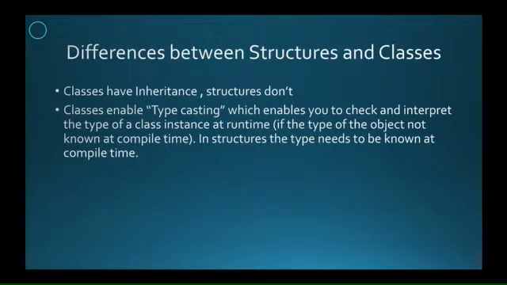Another difference between structures and classes is that classes enable something called typecasting, which enables you to check and interpret the type of the class instance at runtime if the type of the object is not known at compile time. In structures, the type needs to be known at compile time. Let me just quickly explain what the difference is between runtime and compile time.